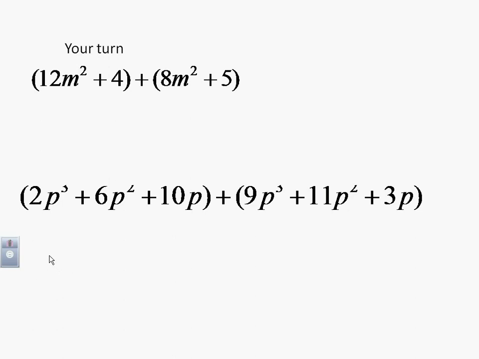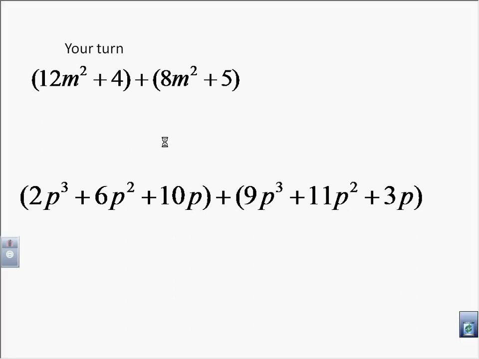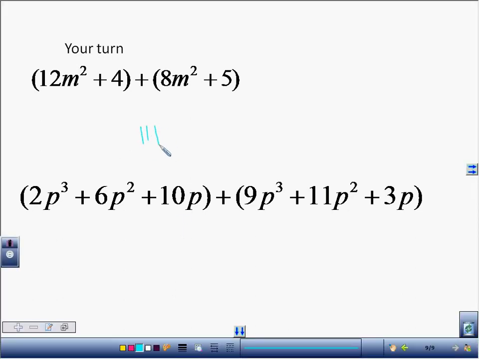Go ahead, Clayton. 11p cubed, plus 17p squared, and then plus 13p. Does everyone see what Clayton did? He combined his cubed terms, there's your cubic terms. There's his squared terms. And those are called linear terms. Very good. Clayton got that one.